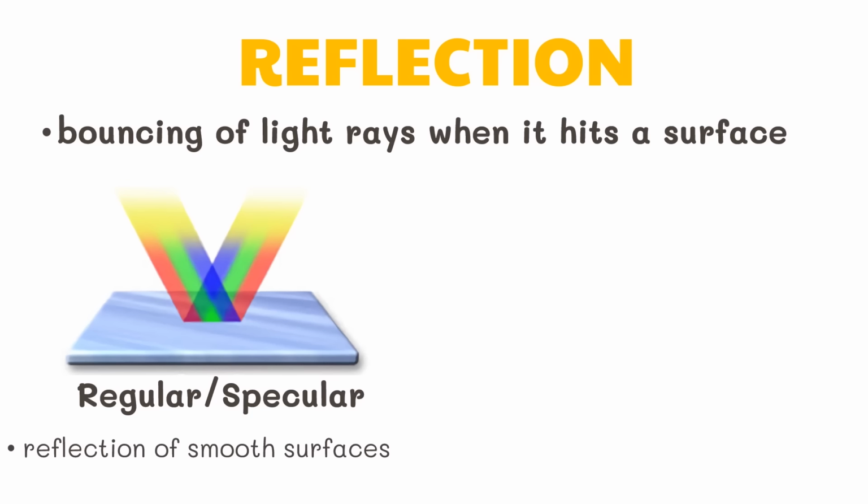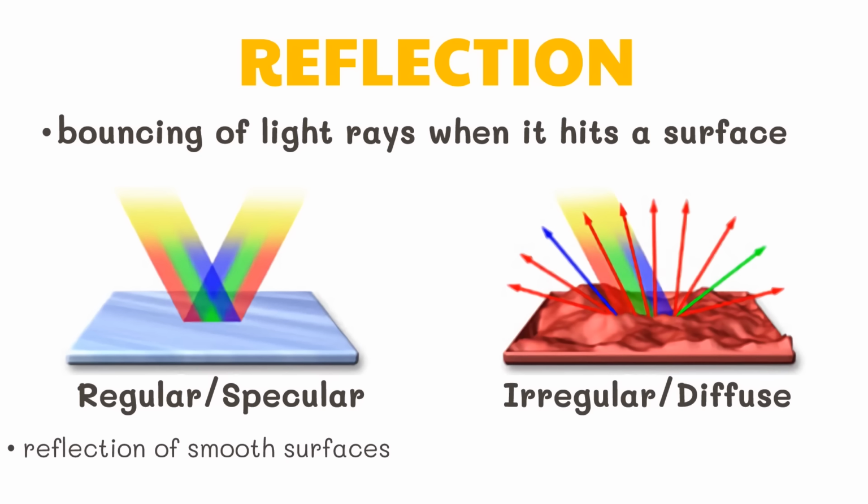On the other hand, irregular or diffuse reflection illuminates shaded areas such as under the trees and inside buildings. Diffuse reflection is reflection of rough surfaces. This is observed in objects with irregular surfaces, such as rocks and buildings.